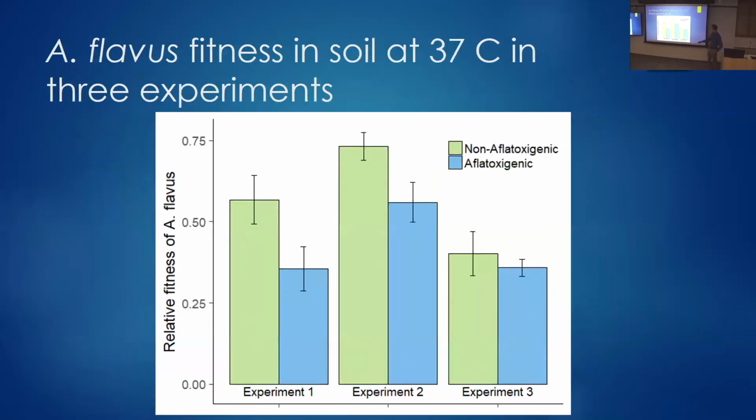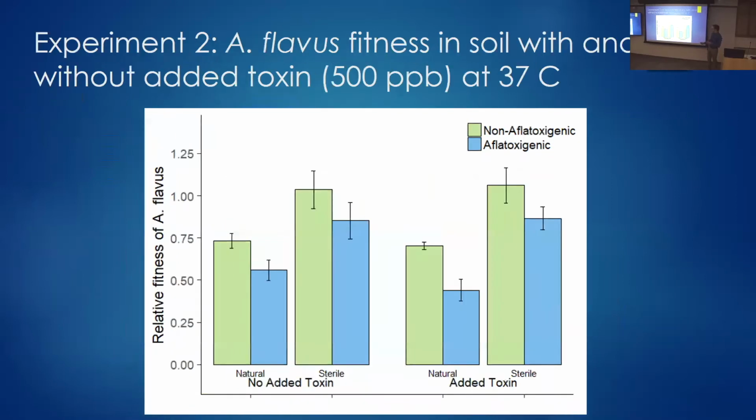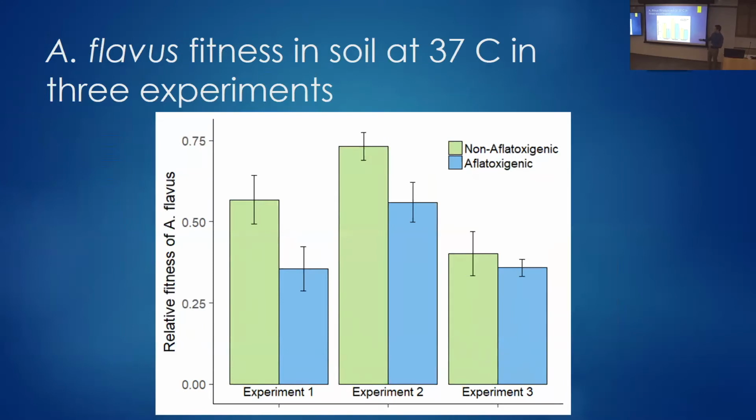Now, this graph is the 37-degree from the first experiment, so you've already seen this data, and the 37-degree natural without toxin added. Also, adding the toxin, as you can see from the fact that these are the same, had no effect at all. Anyway, this is from the previous graph. And then we did it a 3rd time with another independent set of isolates, and we got the same pattern. And across all of these, we again see a significant difference between aflatoxigenic and non-aflatoxigenic isolates, with the non-aflatoxigenic isolates having higher fitness.